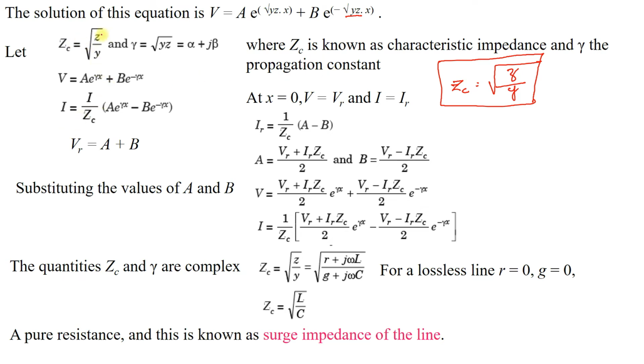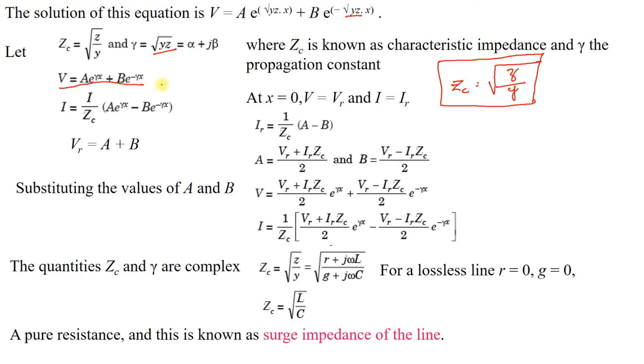Now if you substitute these variables, Zc equal to root of Z by Y, the characteristic impedance, and gamma equal to root of YZ, the propagation constant, in this solution, we have the solution for the differential equation: A e raised to gamma x, since root of YZ is defined as gamma, plus B e raised to minus gamma x.